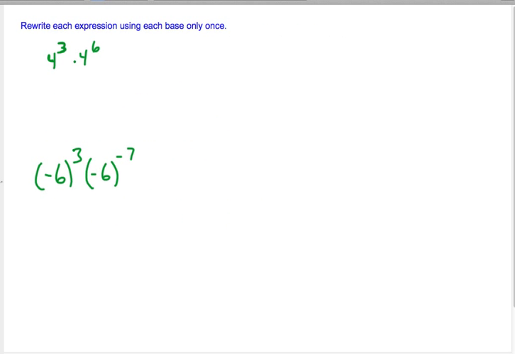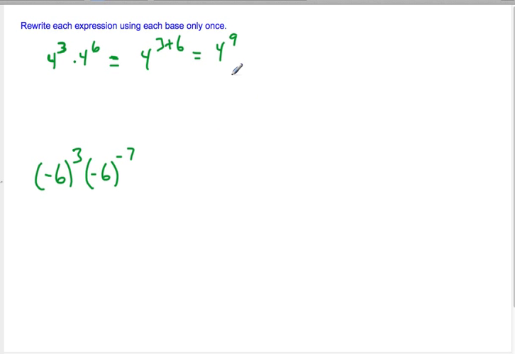Alright, so one of the instructions in the classwork for tomorrow will say rewrite each expression using each base only once. It's basically their way of saying, show that you know the rule and write 4 to the ninth, but they're not going to make you figure out what 4 to the ninth is, because you would really want a calculator for that, or else it would take a long time to do on paper.